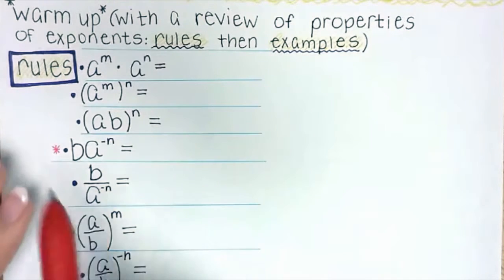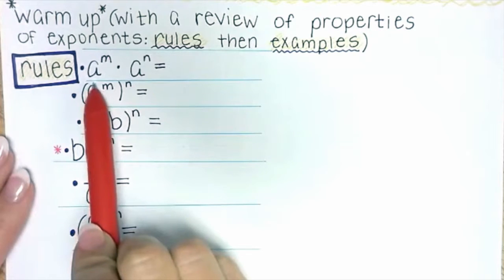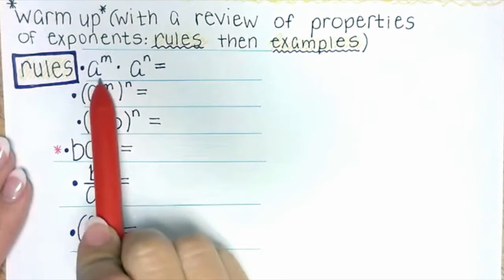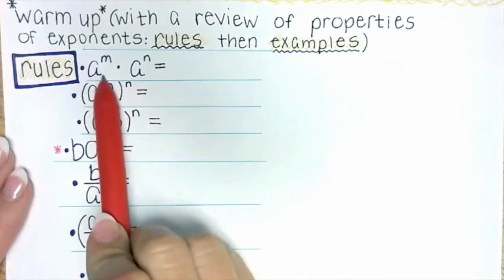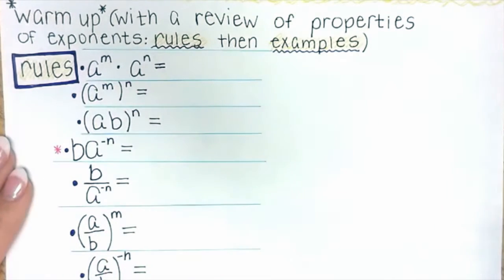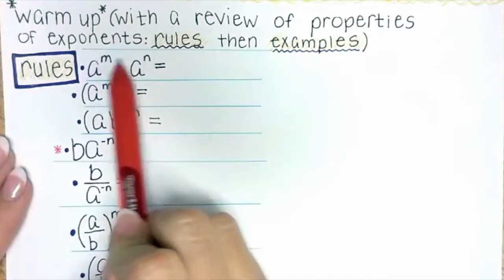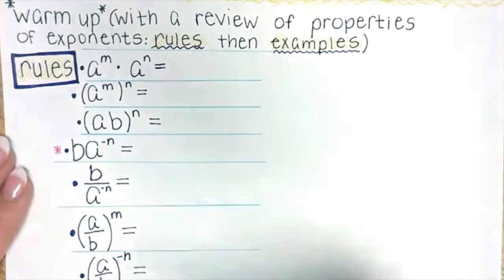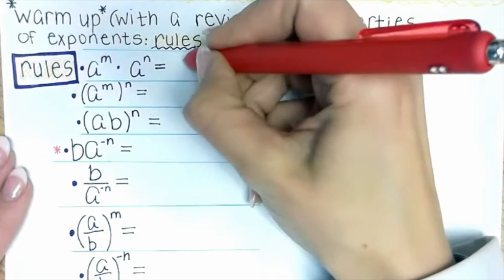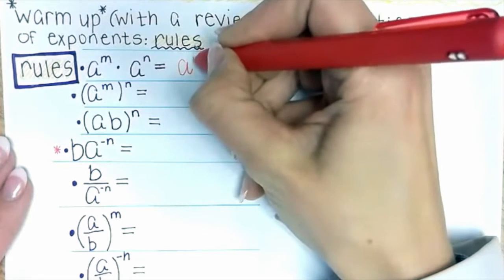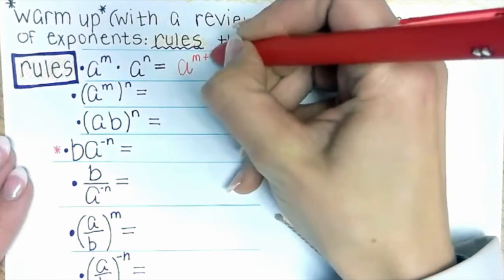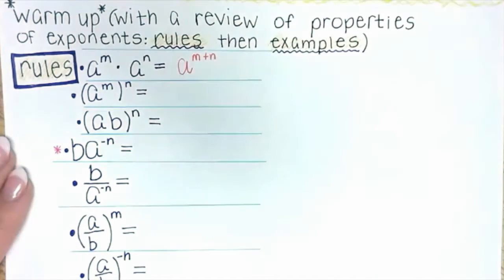At the first bullet point, we have a to the m times a to the n. When multiplying like bases, meaning that the base a matches, then you need to add your exponents. So a to the m times a to the n is actually equal to a to the m plus n.